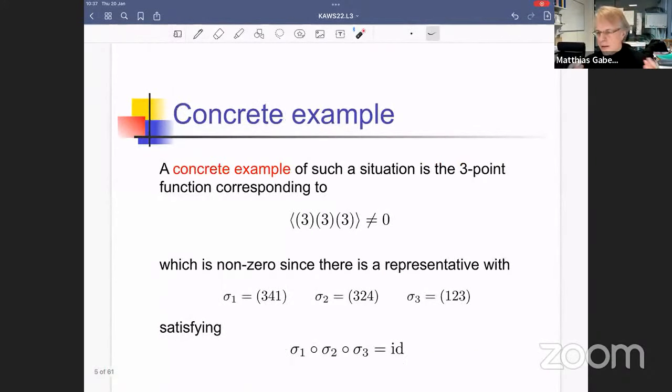Okay, so let's be super explicit. What's the simplest example of a non-trivial three-point function in the symmetric orbifold? Well, let's take a three-cycle twisted sector for all three fields. And I claim that there is a correlator of this kind that is non-zero. What does this mean? It means I have to find a three-cycle permutation here, a three-cycle permutation here and a three-cycle permutation here. But remember, twisted sectors are labeled by conjugacy classes, so they needn't be the same three-cycle twisted sector.